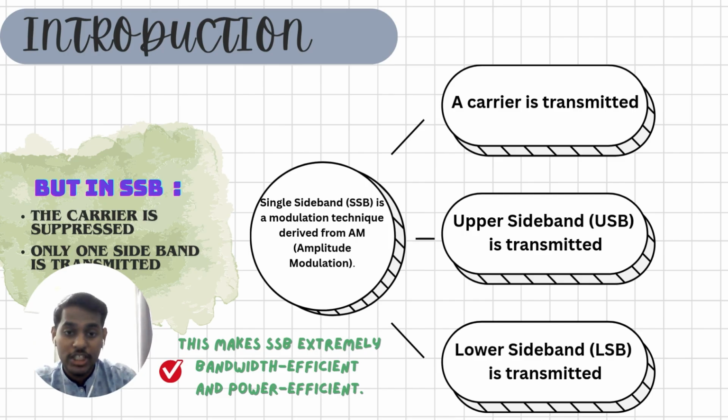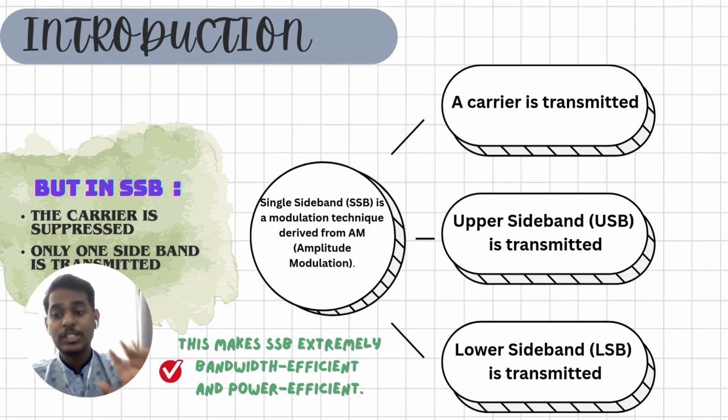conventional AM modulation. In a normal AM signal, there are three components that are transmitted. First is the carrier, second is the upper sideband, or USB for short, and third is the lower sideband, which is LSB. Both sidebands contain the same information, while the carrier itself does not carry useful information. Its main purpose is to help during signal transmission and also detection.